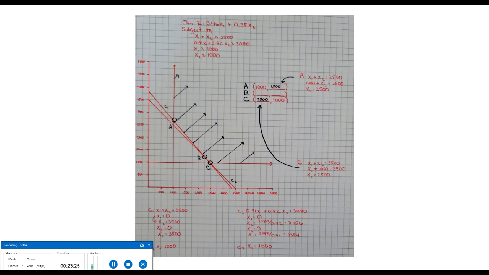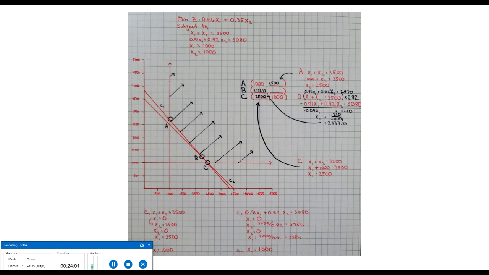We do the same at point C, exactly as we did at point A. And we replace in these two, we now get 1,000, 2,500, 2,500, 1,000. Points A and B are now known. Points A and C are now known. What we do not have yet is point B. We will find that in the next section.